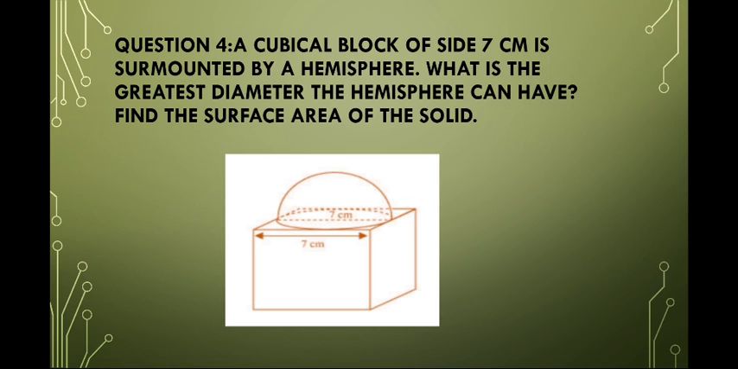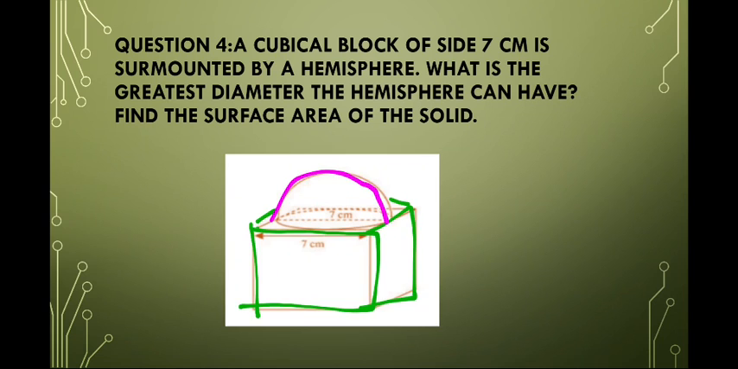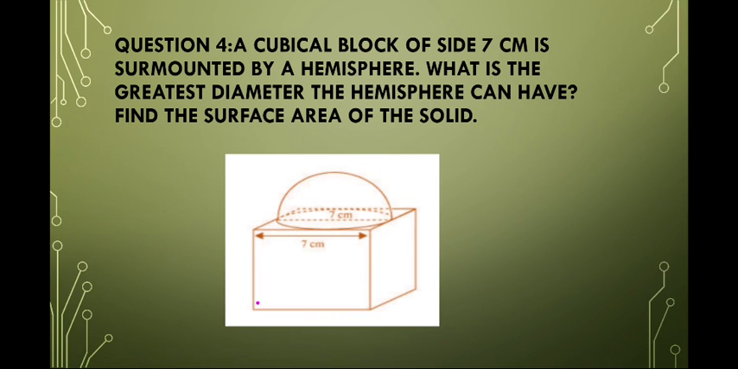A cubical block of side 7 cm is surmounted by a hemisphere. What is the greatest diameter the hemisphere can have? Find the surface area of the solid. Look here, this section is a cubical box, and this is surmounted by a hemisphere. The length of the side of the cube is given as 7 cm. That means this length is also 7 cm.